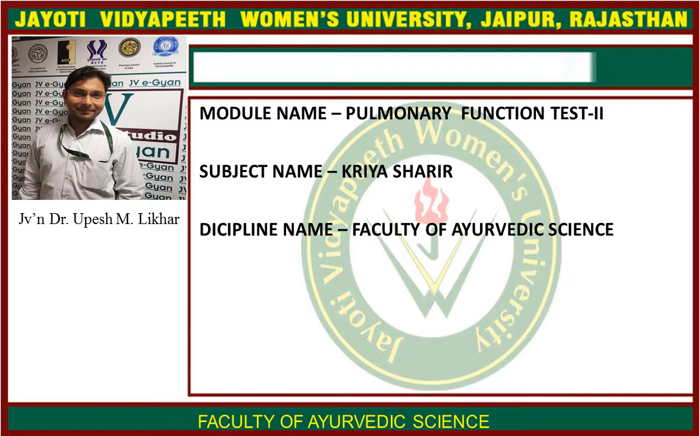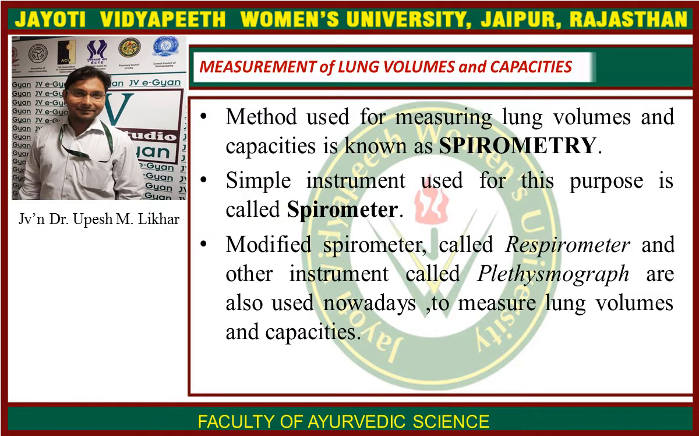Today, we will discuss the next part of pulmonary function test, beginning with measurement of lung volumes and capacities. Method used for measuring lung volumes and capacities is known as spirometry. Simple instrument used for this purpose is called spirometer. Modified spirometer is called respirometer. Plethysmograph is also used nowadays to measure lung volumes and capacities.